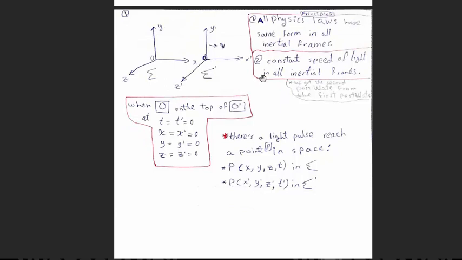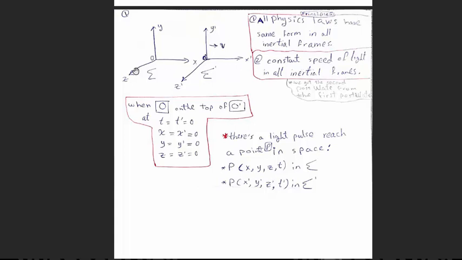Einstein came with these two principles of special relativity. The first one: all physics laws have the same form in all inertial frames. And the second one: the speed of light is constant in all inertial frames. For the second principle, actually you can get it from the first one, as we got this constant speed of light from Maxwell equations. Maxwell equations we can consider as a physics law.